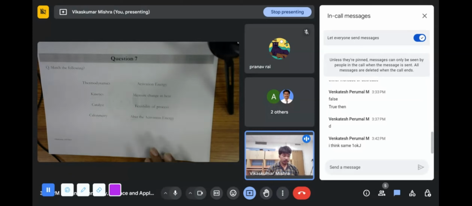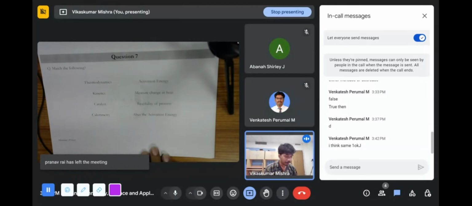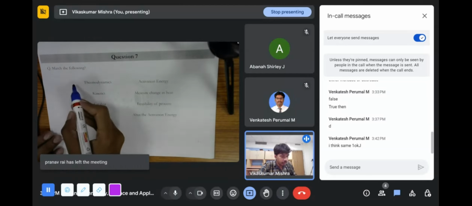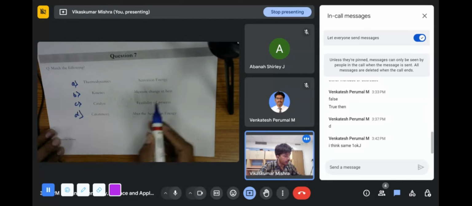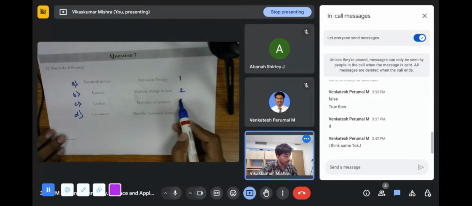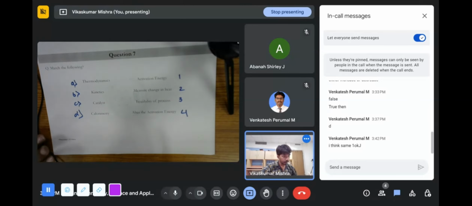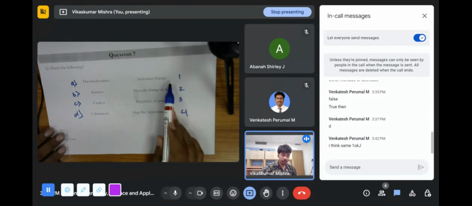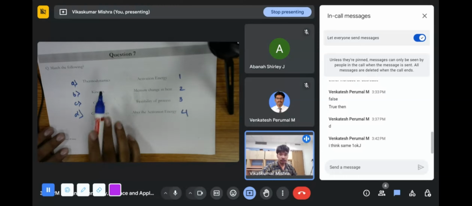Yeah, so now we have to do some math, the following very childish type, right? But still, let's do it. So let us say these are A, B, C, D, and let's say these are 1, 2, 3, and 4. We are having the thermodynamics, kinetics, catalyst, and calorimetry. Here are the terms, that is activation energy, measure change in the heat, feasibility of the process, and alter the activation energy. Among these four options, what do you think is the best fit for the thermodynamics?